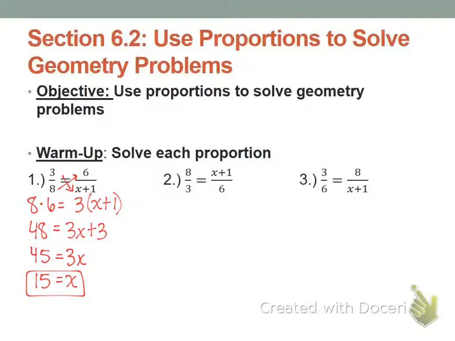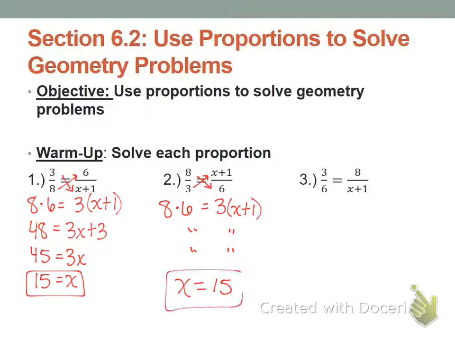Anybody get to number 2 and notice something about it? Kara? It's the same thing. Even from the beginning, if we take our cross products, we're still taking 8 times 6, or 6 times 8, and 3 times (x plus 1). Even if you put the 3 times (x plus 1) on the left and 8 times 6 on the right, it's still the same thing. Our answer would end up being 15 again. That problem's not any different.